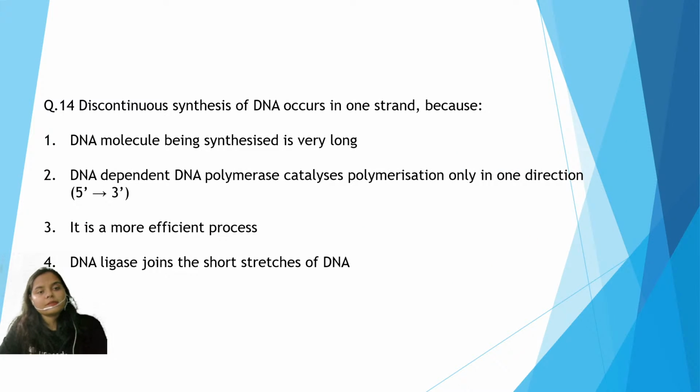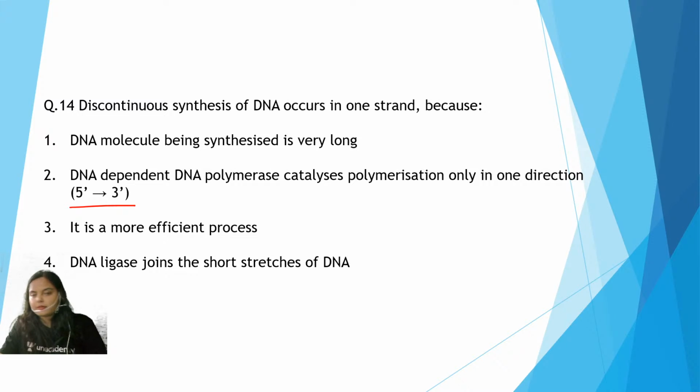Question number 14. Discontinuous synthesis of DNA occurs in one strand because the DNA molecule being synthesized is very long; DNA-dependent DNA polymerase catalyzes polymerization only in one direction, that is 5 prime to 3 prime; it is a more efficient process; or DNA ligase joins the short stretches of DNA. So what do you think is the correct reason behind the discontinuous synthesis of the DNA molecule?